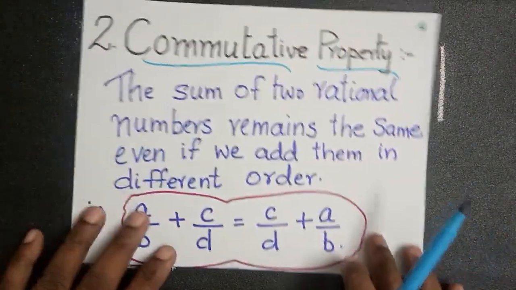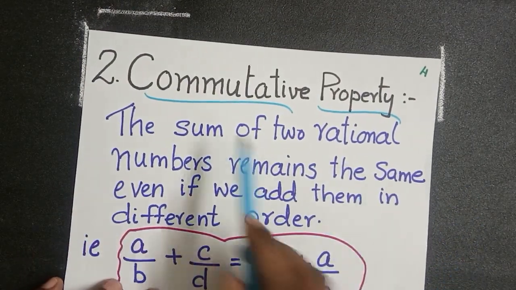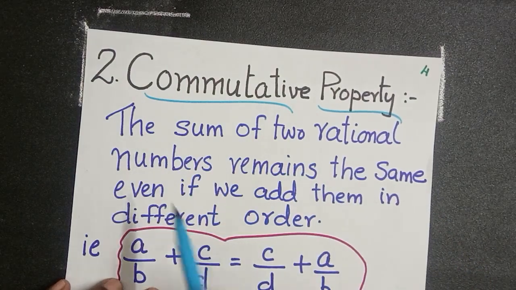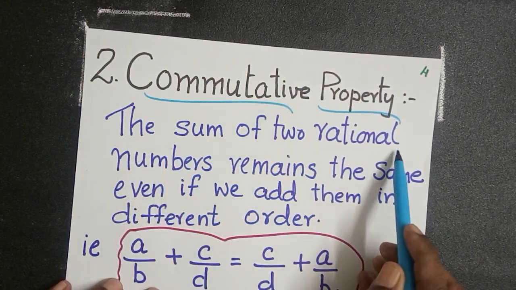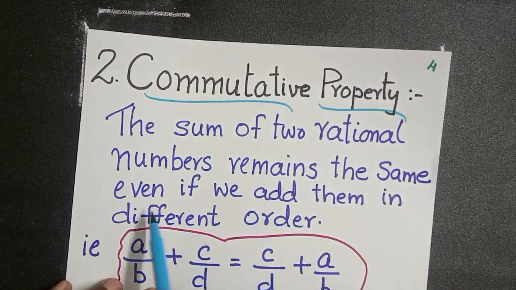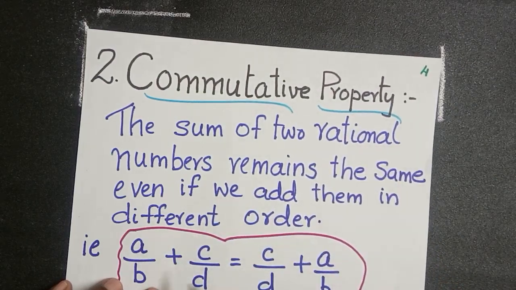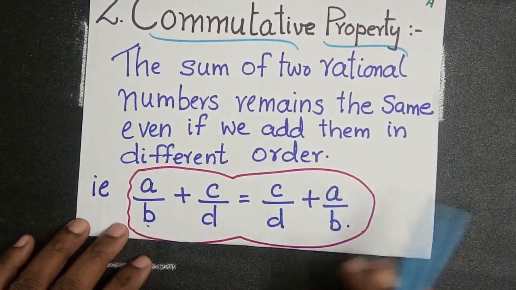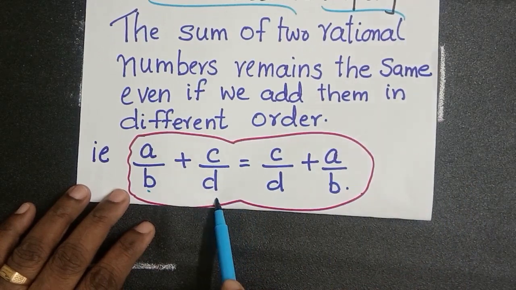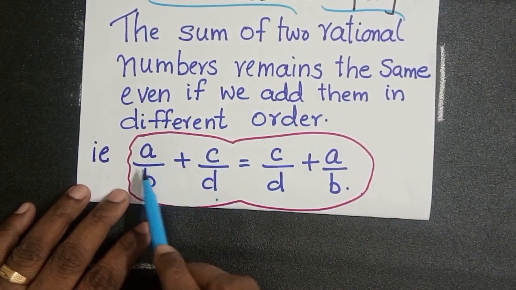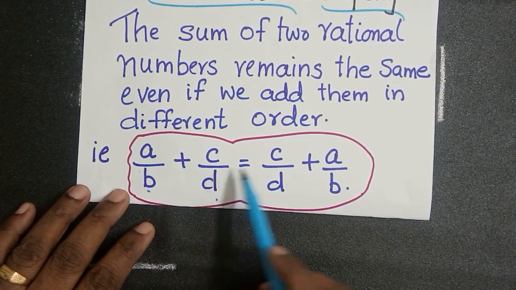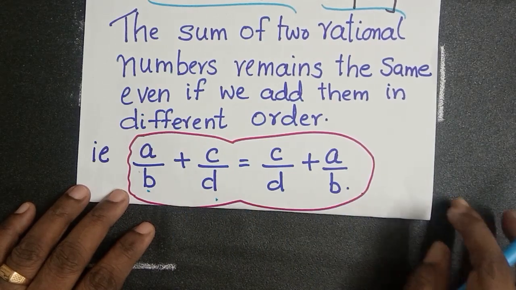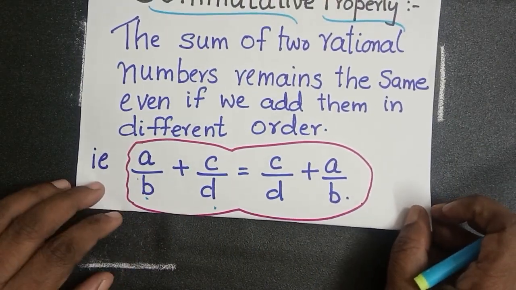Now let us go to the next property, which is commutative property. What does commutative property say? The sum of two rational numbers remains the same even if we add them in a different order. That is, if you take two rational numbers a by b and c by d, you write first a by b and then add c by d to it. Or if you write c by d first and add a by b to it, the answer will not change. It will remain the same.